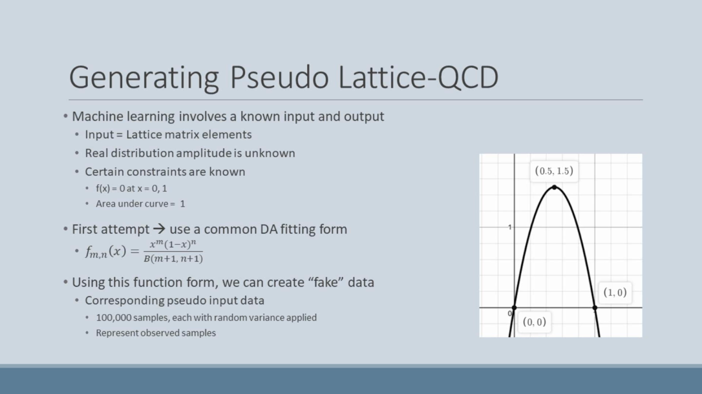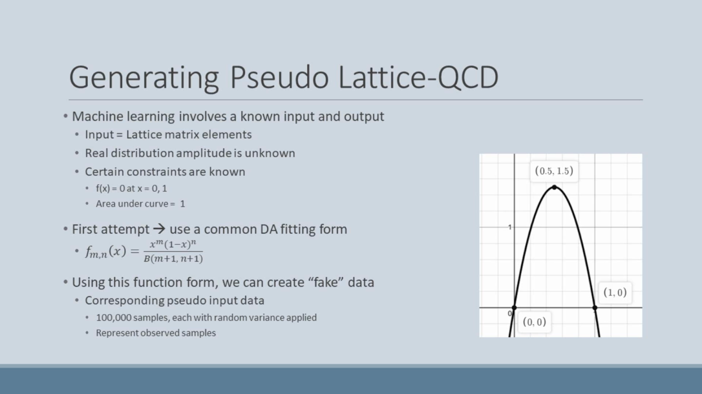The issue with this is that while we have our input data, which is the Meson lattice matrix elements that we calculated earlier in the study, we don't know the exact distribution amplitudes of these mesons. Luckily, certain constraints are known about them, namely that at x equals 0 and x equals 1, the function must equal 0, and that the area under the curve must always be 1. If you have knowledge of probability density functions, this should seem familiar.